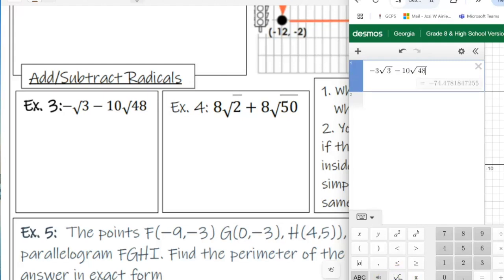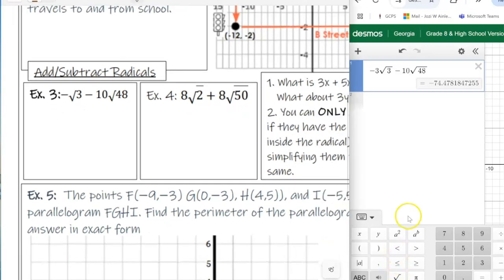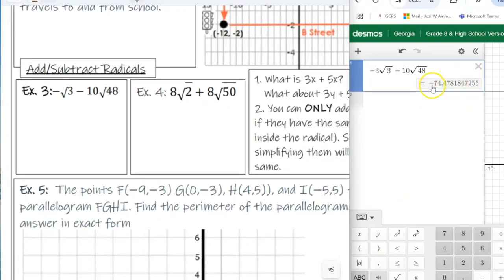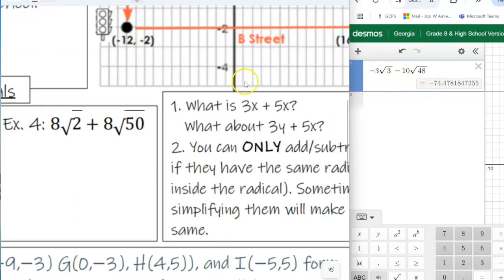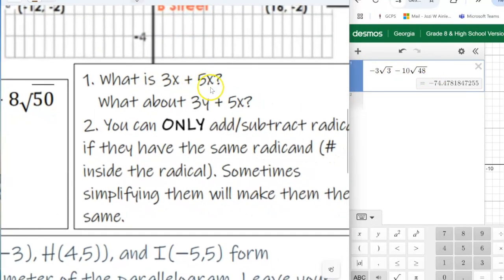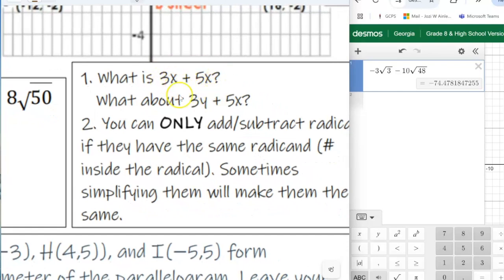So first, we're going to type it in here. All right, so that is my question. And as long as my work matches this question, I know that I'm okay. All right, so let's do a quick reminder. What is 3x plus 5x? Now, because the x's are the same, I can ask that as what is 3 apples plus 5 apples? And you should be able to tell me that it's 8 apples. Or in this case, because I'm using x, you should be able to say that it's 8x. So 3x plus 5x is 8x.